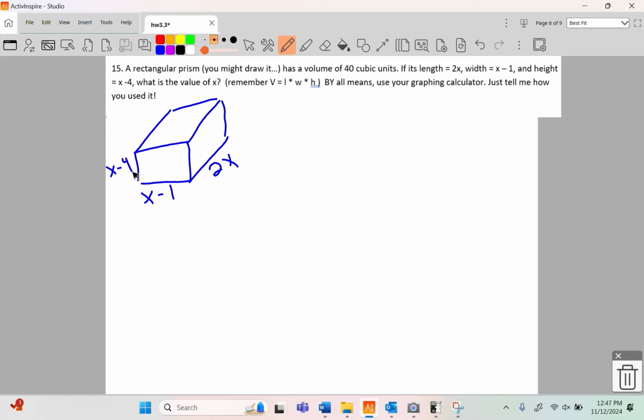So the formula is given: volume is length times width times height. What's the V going to become? Volume is 40, so 40. So 40 equals length. What was the length? 2x times width. What was the width? X minus 1. What was the height? X minus 4. I actually said I didn't mind if you use a calculator for this.